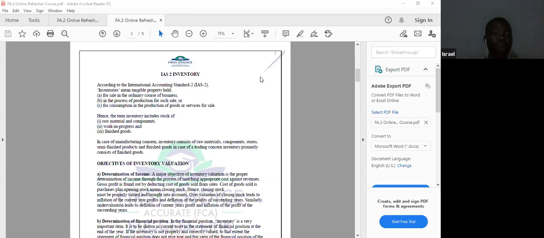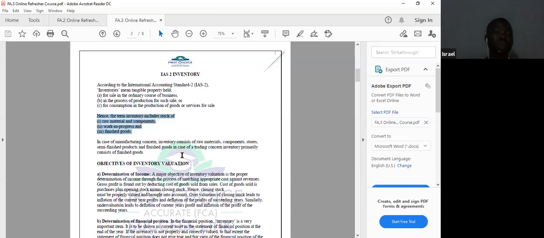So basically, from my explanation of inventory, we can say that we have three forms of inventory. The term inventory includes stock. The first one is raw material and its components. The second is work in progress, while the third is finished goods. What do you understand by raw material and components?